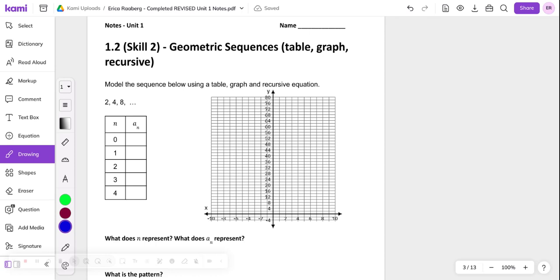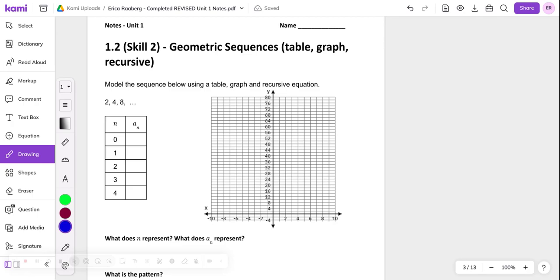Hi class, these are the notes for IM1, Integrated Math 1, Lesson 1.2, Geometric Sequences, and today we'll be looking at making a table, graph, and the recursive equation. This will be very similar to my last video on Lesson 1.1. The difference is today we're looking at a geometric sequence as opposed to an arithmetic sequence from 1.1.